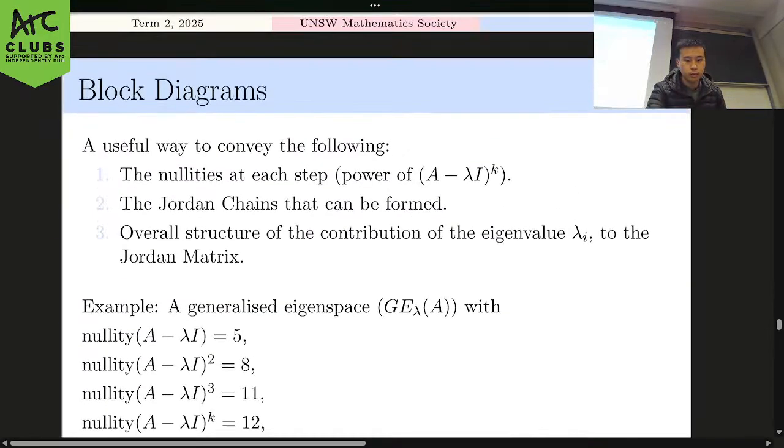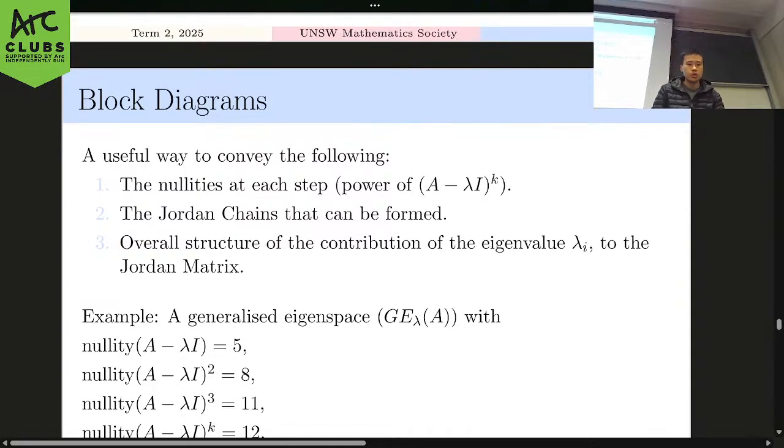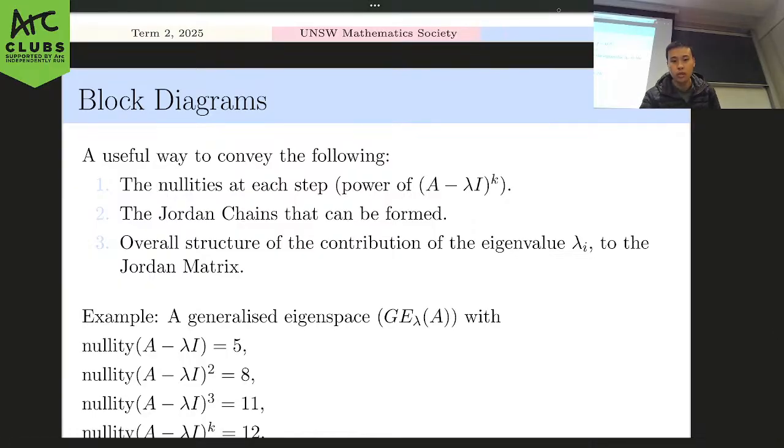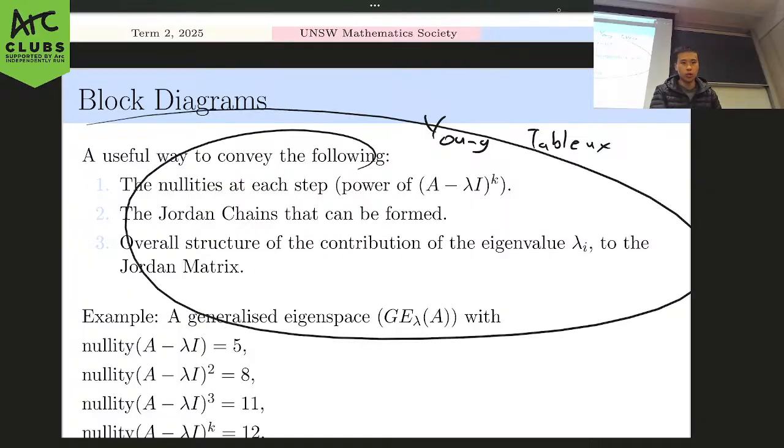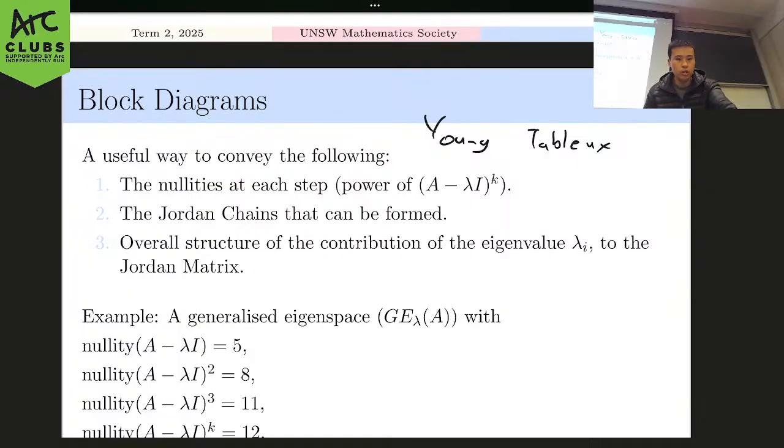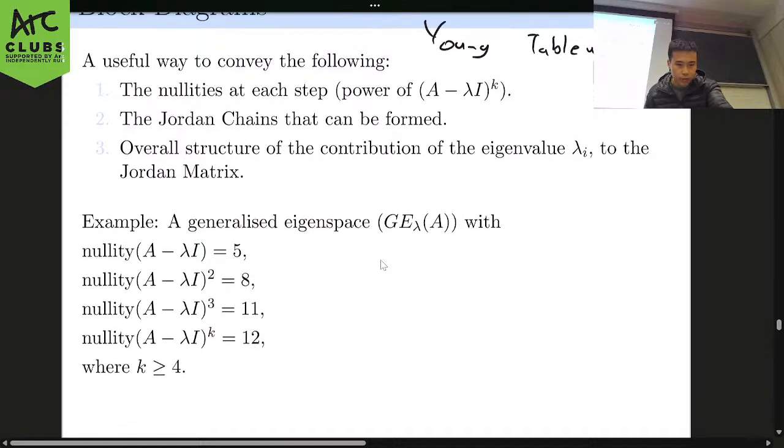Okay, block diagrams, I forgot that name. It was Young Tableau. So yeah, it's the same thing. The Young Tableau will basically encode all this information here. It will encode the nullities of each one, the chains or the direct sums, and basically the structure as well. So an example is maybe like this.